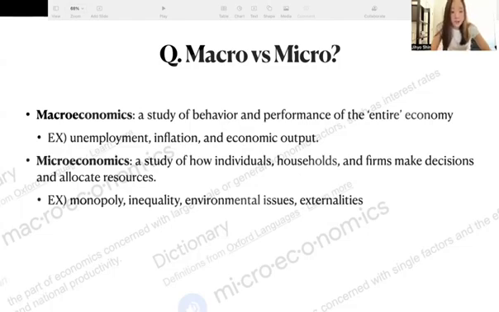Macroeconomics is the branch of economics that studies the behavior and performance of the entire economy. Examples of macroeconomics can be unemployment, inflation, and economic output. On the other hand, microeconomics is the study of how individuals, households, and firms make decisions and allocate resources. An example in our life is whether a high school graduate chooses to go to college or directly into the workforce, which is a microeconomic decision.